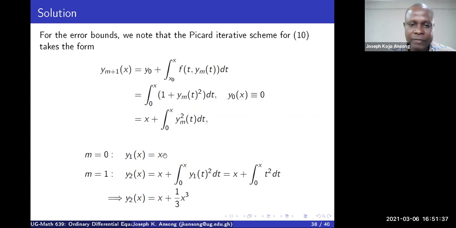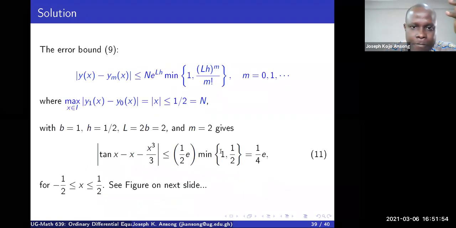Okay, so you have a first estimate, which is x, a linear function, and you have a second estimate, which is this. So we want to see how accurate it is: what is the deviation between this estimate and the actual solution, which is tan x? All right, so that's what we're going to do. Now the error bound from the lemma is given by this.